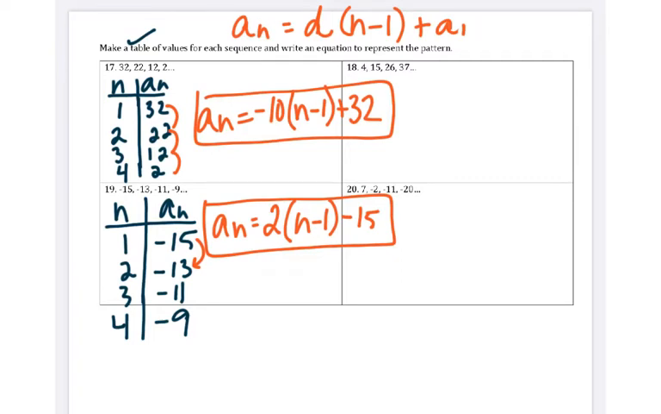Okay, last one, go ahead and try number 20. I'll give you a hint. If we're at 7, and we need to get all the way down to -2, it is 9 units apart. So in number 20, I know integers can be a little bit more difficult. So from a 7 to a -2, that's 9 units. We're subtracting 9.